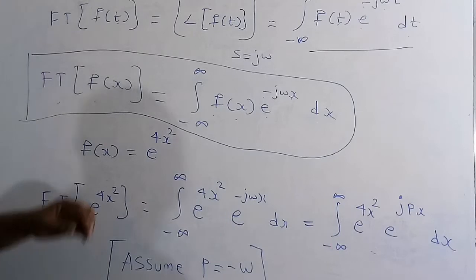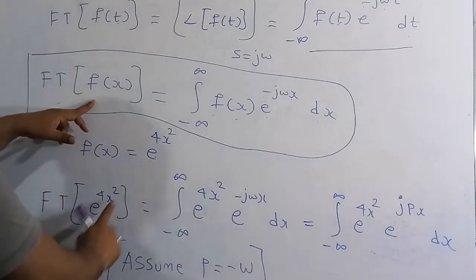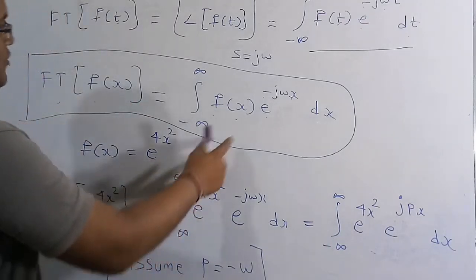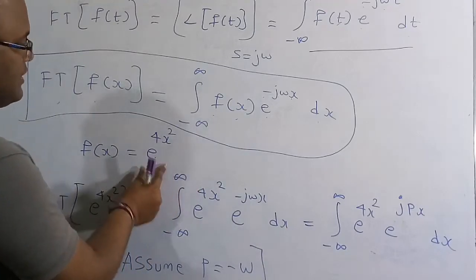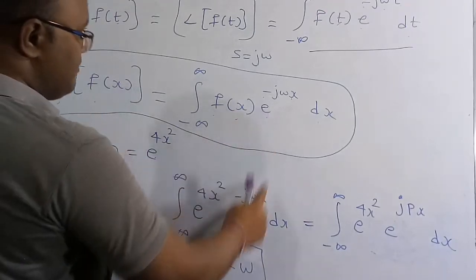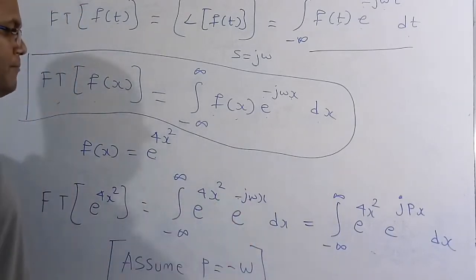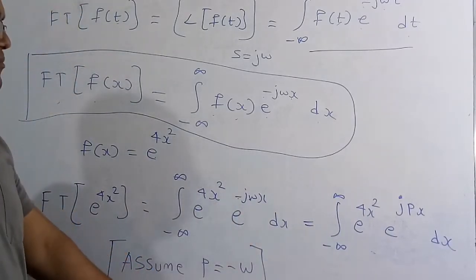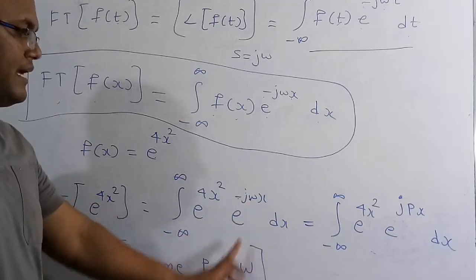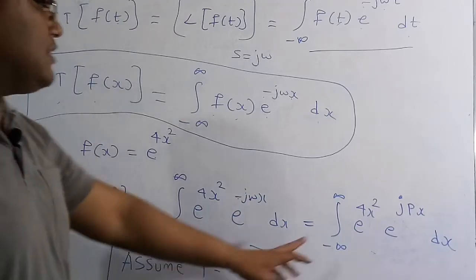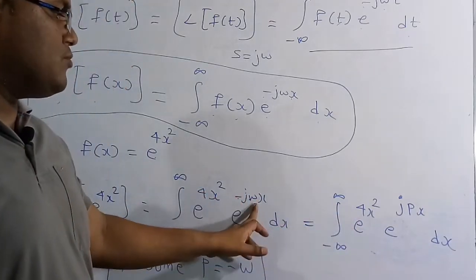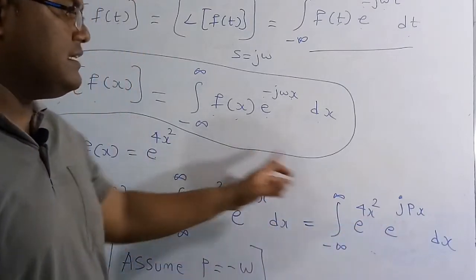I will figure out. So therefore f of x is equal to e to the power of 4x square, is equal to the integration of, in place of f of x, I have substituted e to the power of 4x square, into e to the power of minus j omega x dx. Now I am going to assume minus omega as p. You can substitute here. We are going to get, I have replaced minus omega by p, and everything else is the same.